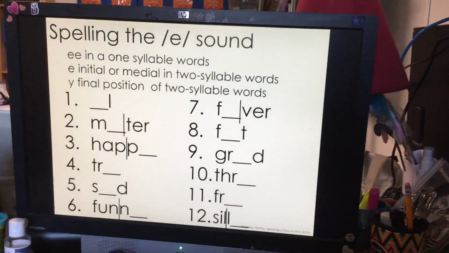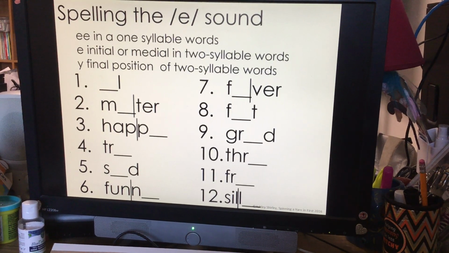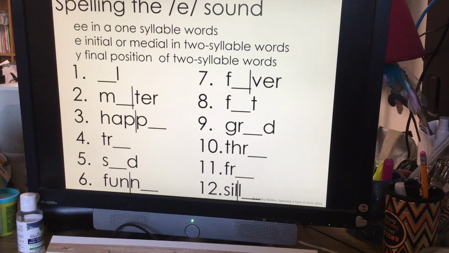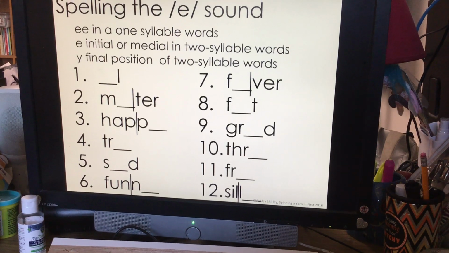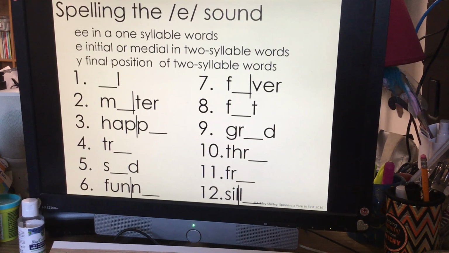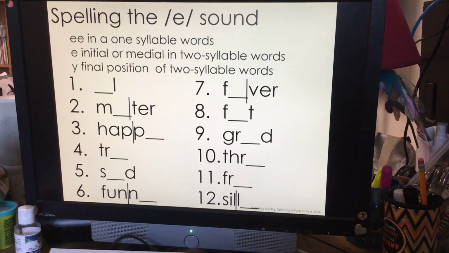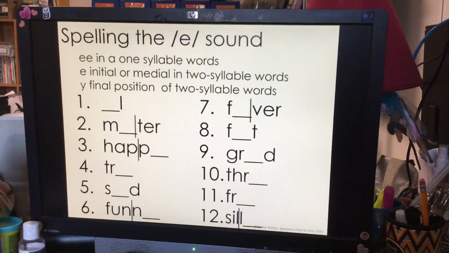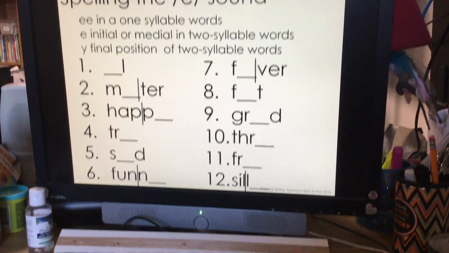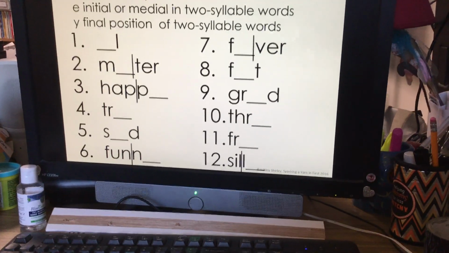Now, today we're going to be spelling the E sound. And here is the rule. We're going to use digraph EE in one-syllable words. For example, street. We're going to use E alone if it's in the initial or medial position in a two-syllable word. And we're going to use the Y as the E sound in the final position of two-syllable words. So let's look at these words and see what letters would go in them.